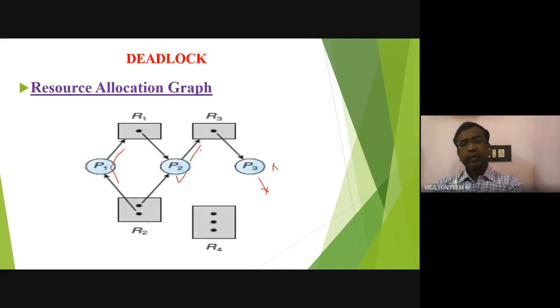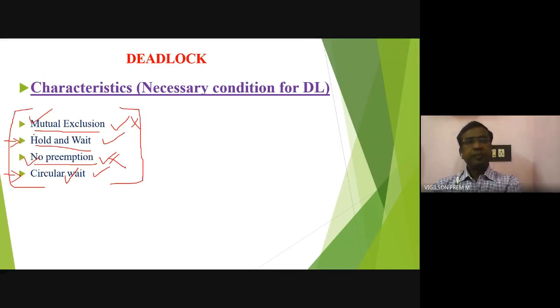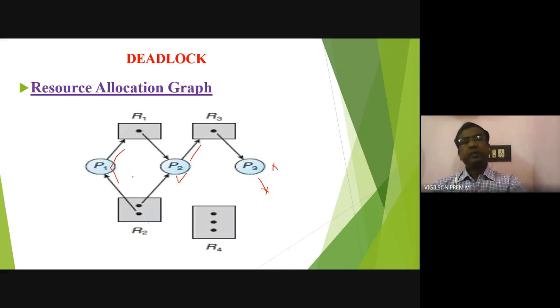Here the hold and wait condition is false. Now we come to circular wait. Try to form a circle. I start from P1, go to R1, then P2, then R3, then P3. There is no circuit. Again, I start from R2 in this direction: P2, R3, and P3. There is no circuit. You can start from any process or any resource. There is no cycle, so surely you can say there is no deadlock.